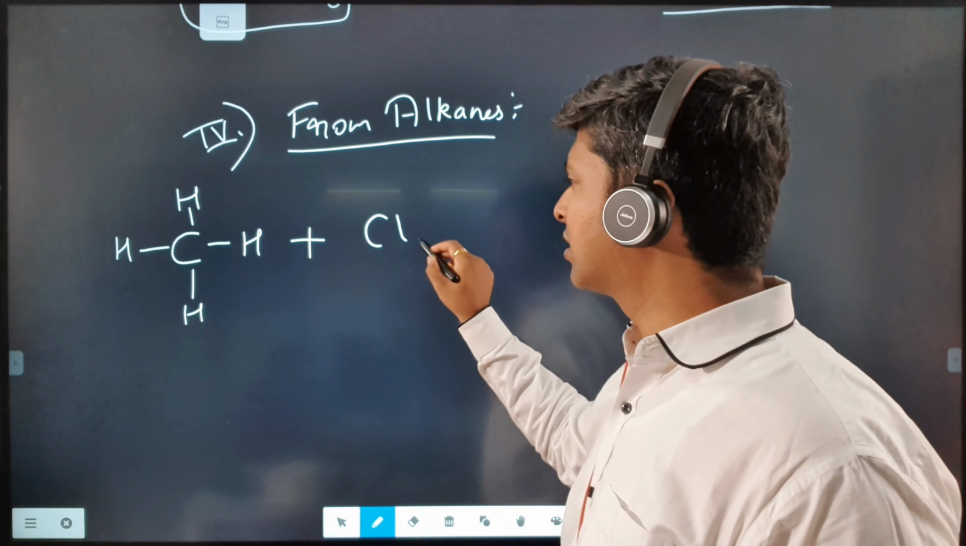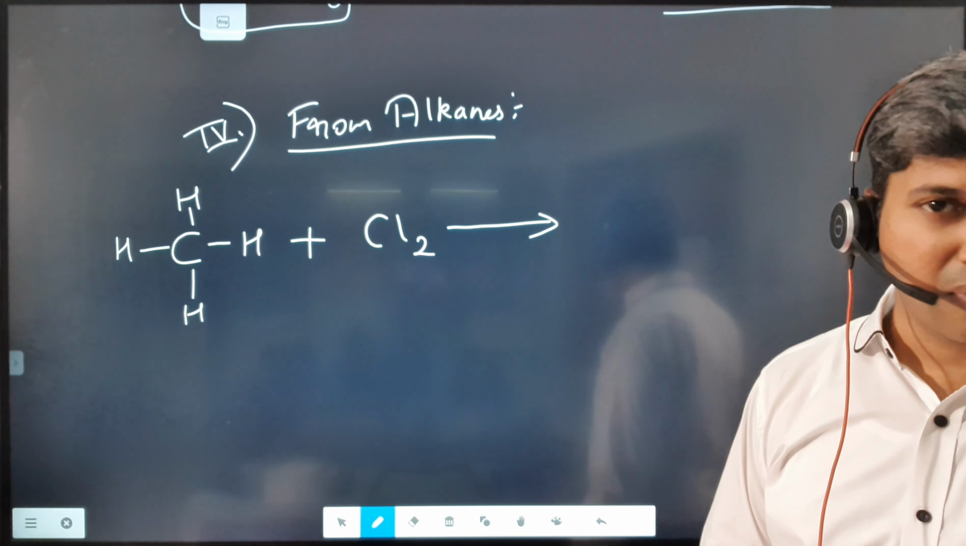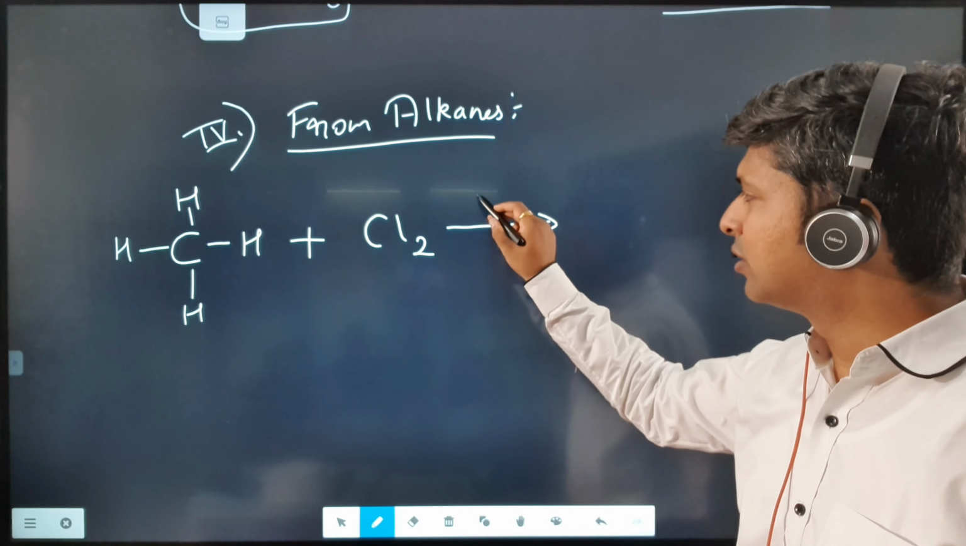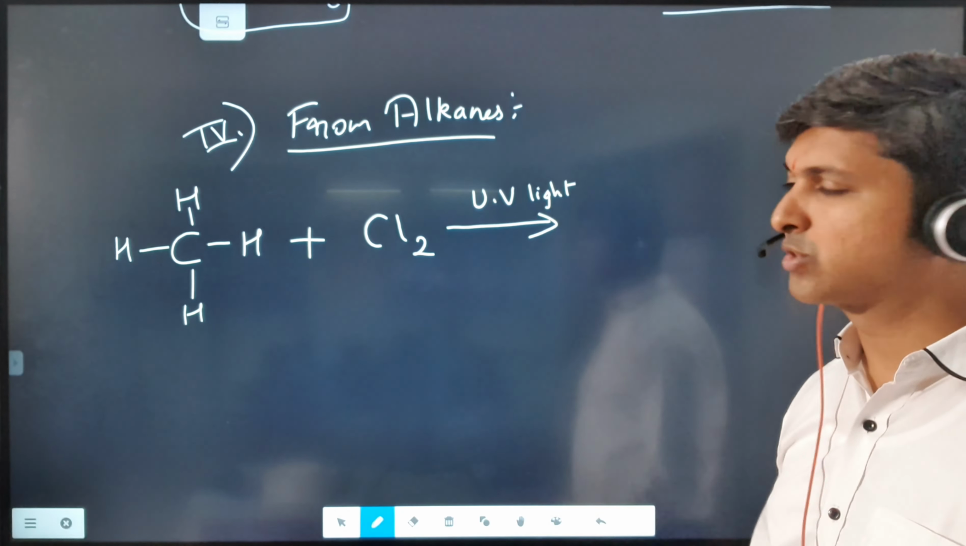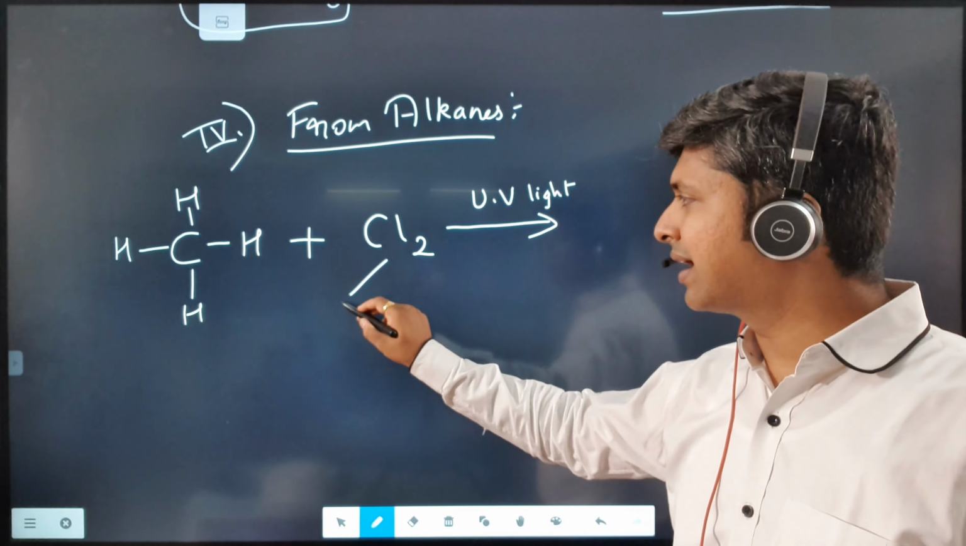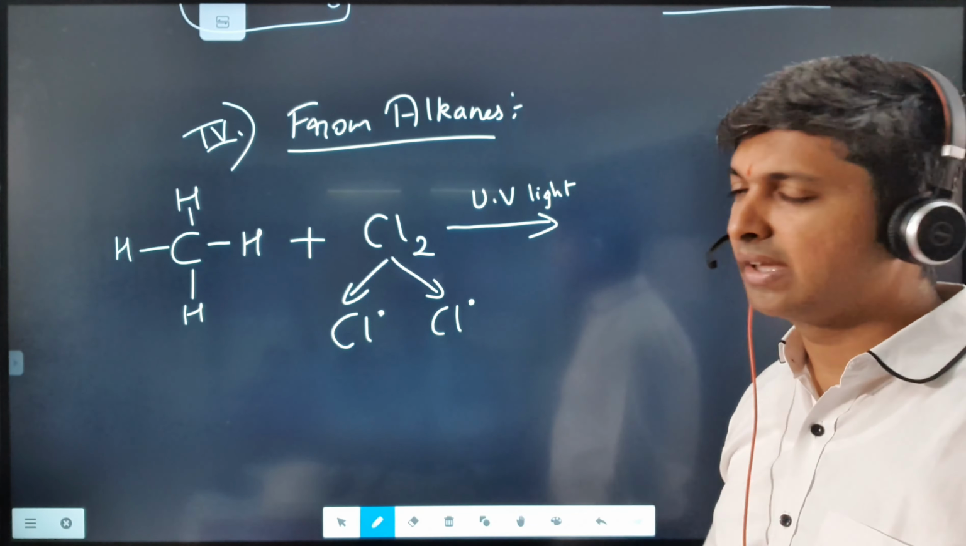we are adding, say for example, simply Cl2. And we try to perform the homolytic break of Cl2. How do we do the homolytic break of Cl2? By using UV light or by using diffuse sunlight. So by using UV light or diffuse sunlight, what will happen? Chlorine will split into a chlorine free radical and a chlorine free radical.